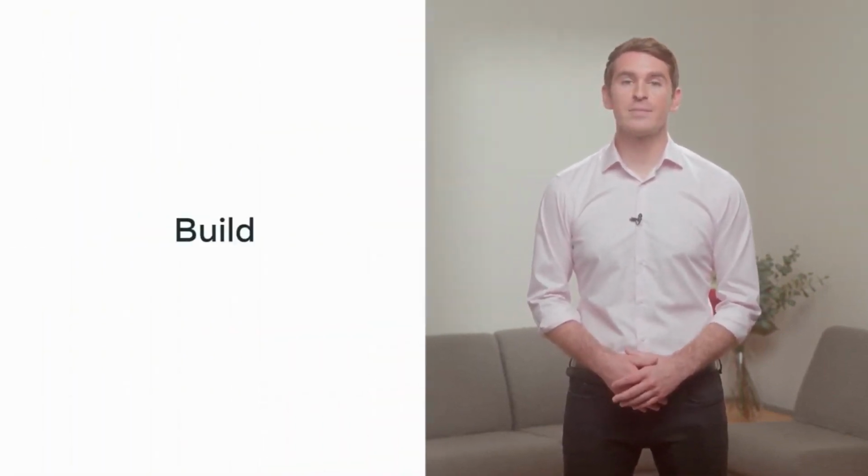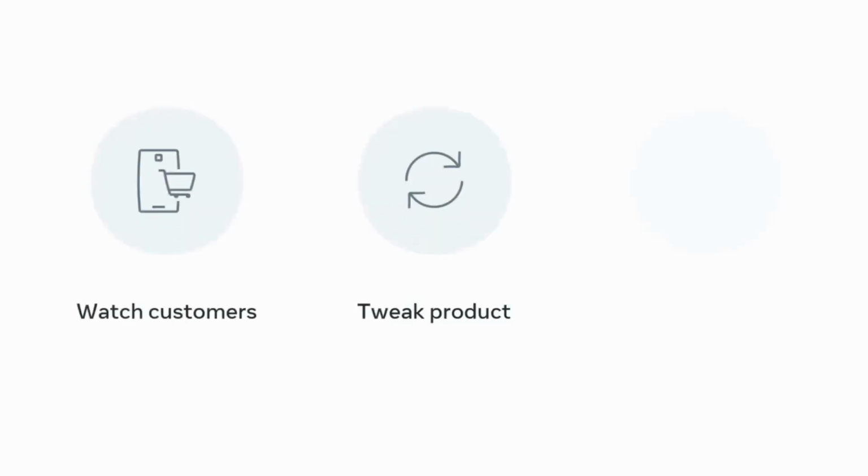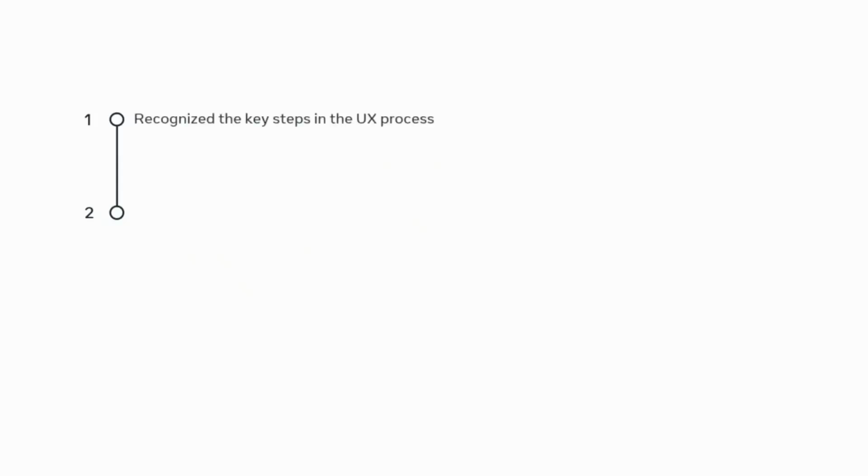The final stage is the build stage. You have listened to users, empathized with them, and aim to solve their needs through iterative design techniques. You've watched them use your product and have tweaked it to make it easier and more intuitive. Now it's time to build. Ensuring you follow these steps can help ensure you are going to build a product that addresses the needs of your users and offers a great user experience. In this video, you recognized the key steps involved in the UX process and identified how you can apply them.